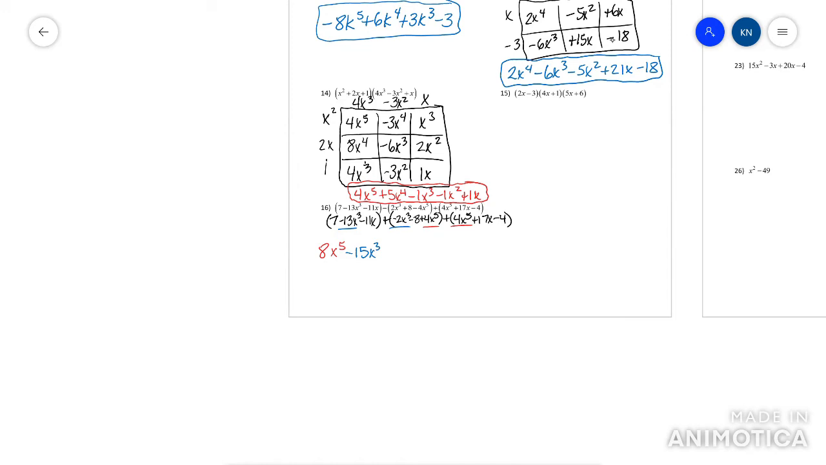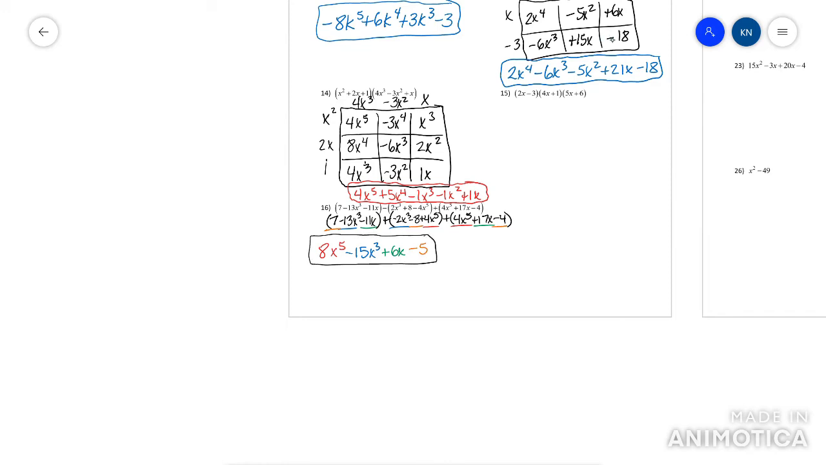All right, now I look for x squareds. There are none. So I jump to x's. I've got minus 11 and a plus 17. It makes plus 6x. Now I look for numbers. So I've got a 7, minus 8, minus 4. That makes negative 5. So that would be my answer.